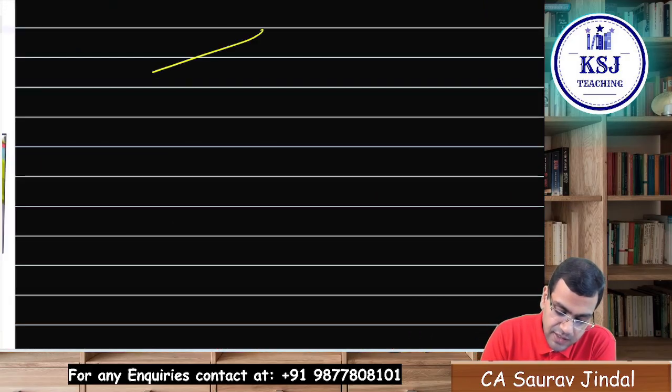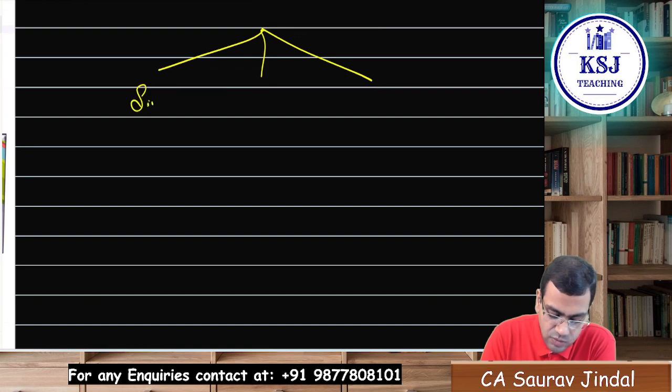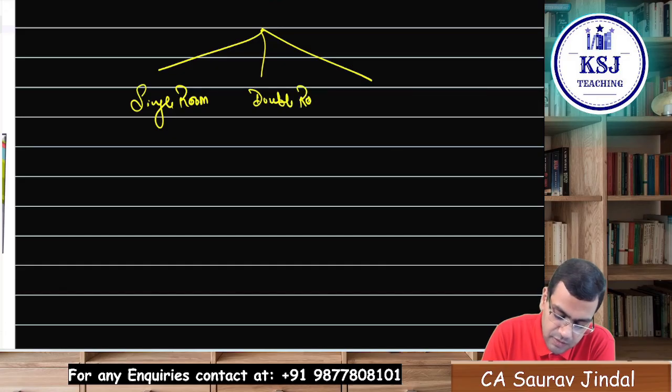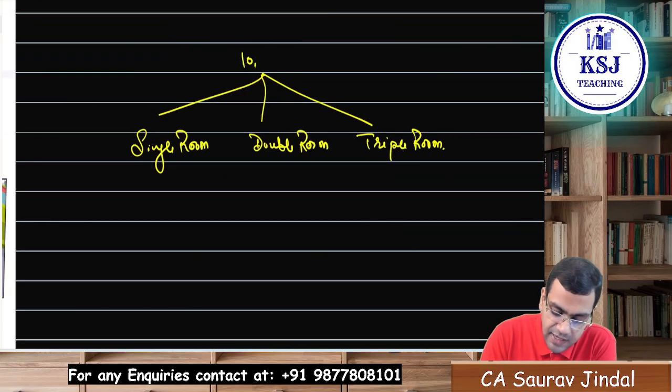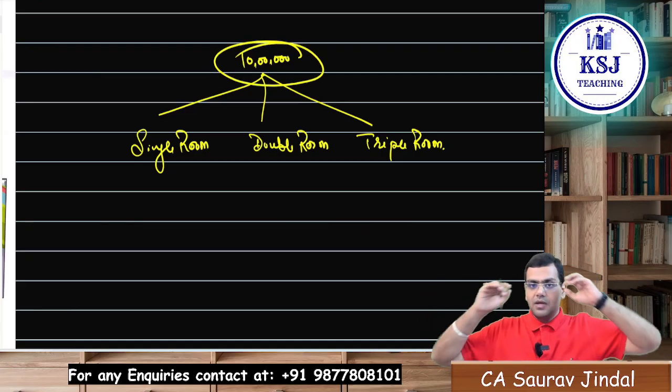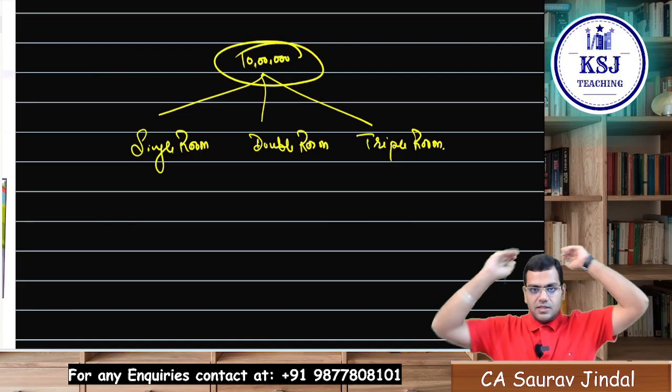there is a question which we have done, sir. There are three types of rooms, right? One is a single room, then we have the double room, and then we have the triple room. And what is given, sir? The cost is given common. Let's say 10 lakh is the cost. Now the cost is given common for all the rooms, but the rent to be charged is going to be different.